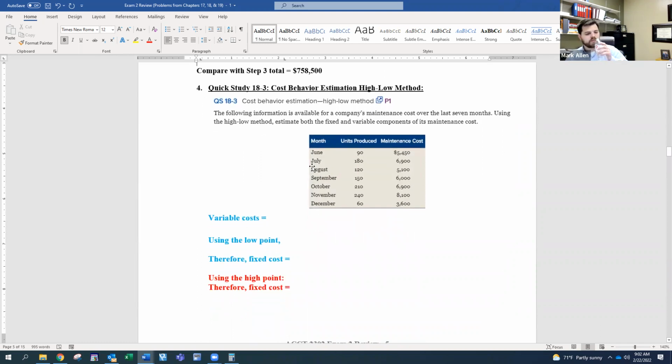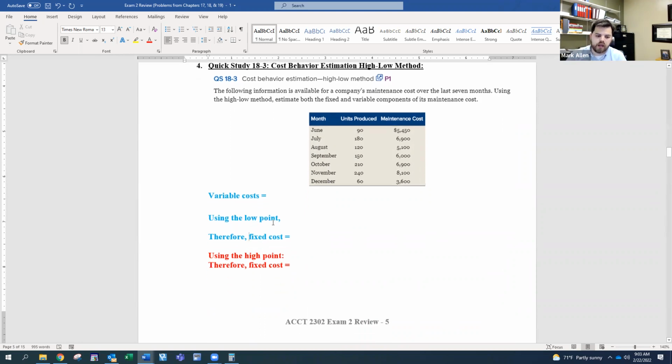So in this next question, we have our cost behavior estimation using what is known as the high-low method. Now remember in class, we talked about several different methods, or in the chapter, if you read, you'll know that there were several different methods. The high-low method is one of the methods that we use to determine cost estimation or cost equations.